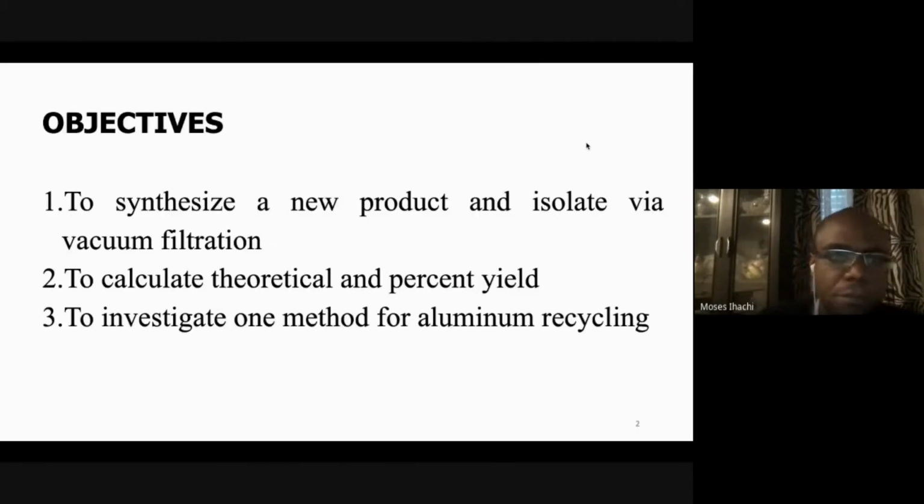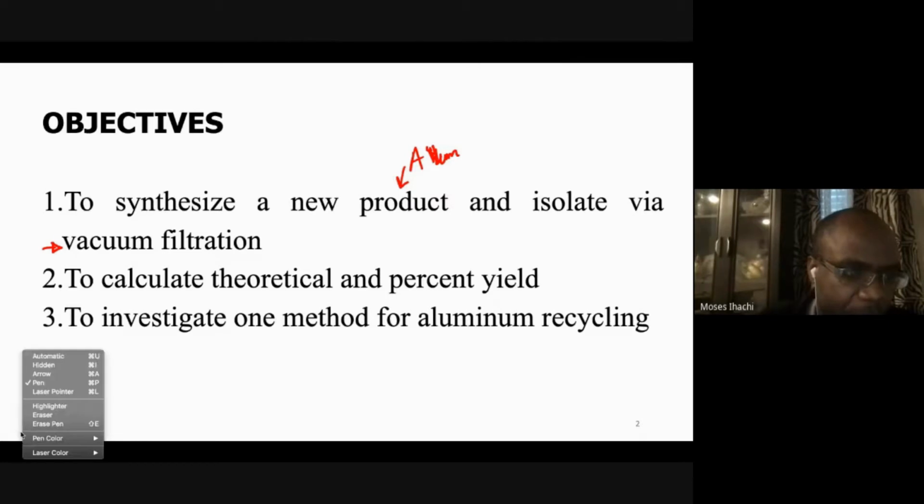So we will demonstrate the synthesis of a new product. The new product is called alum, and purified by filtration. I'll explain how that's done.